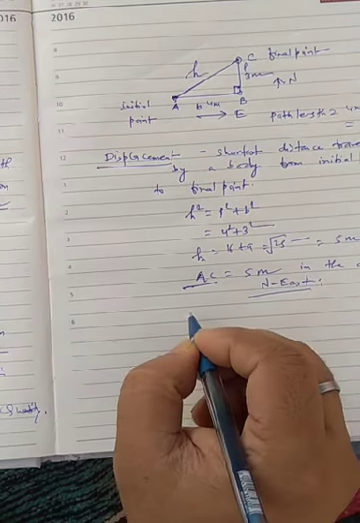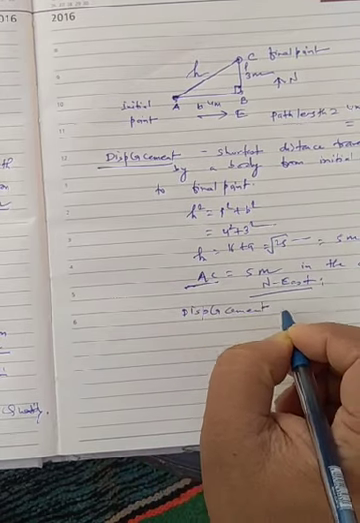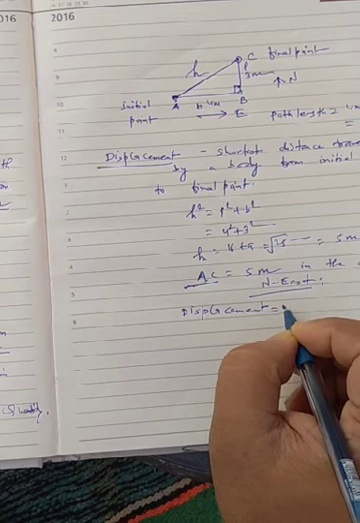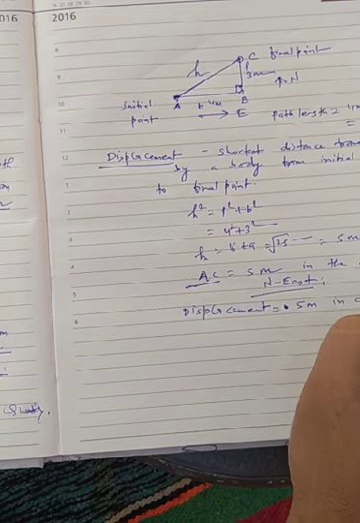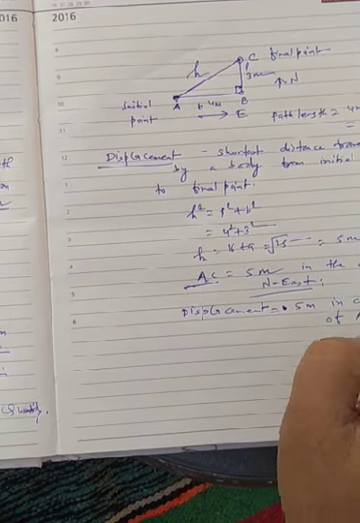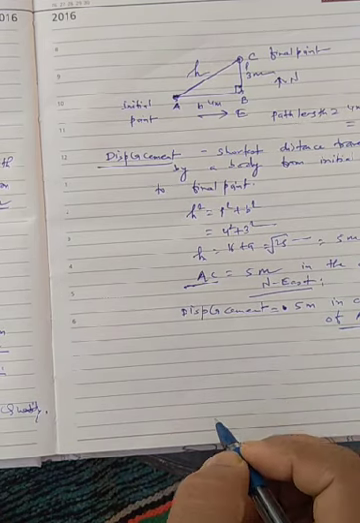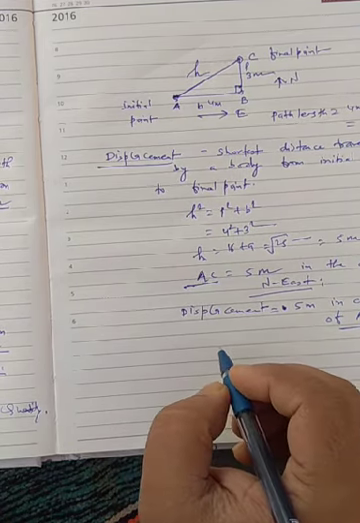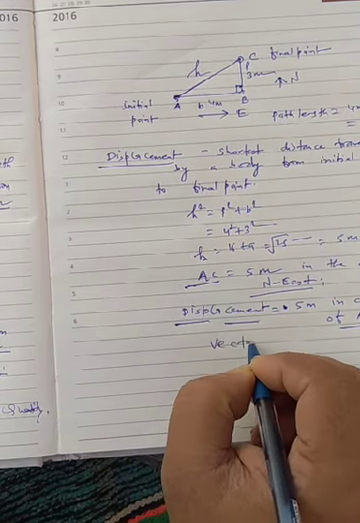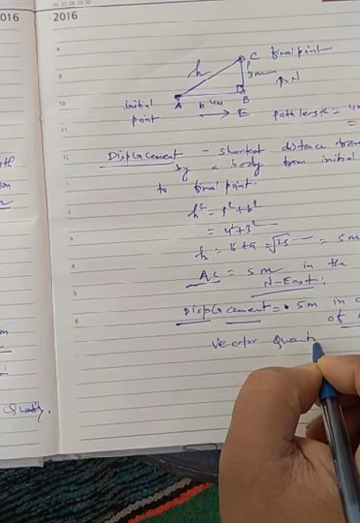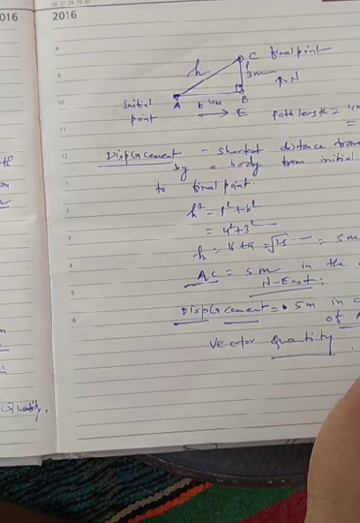Okay, so displacement is equal to 5 meter in the direction of AC. So here displacement needs a specified direction to be mentioned. Okay students, so this is the difference and it is known as a vector quantity. It is known as a vector quantity. All right.